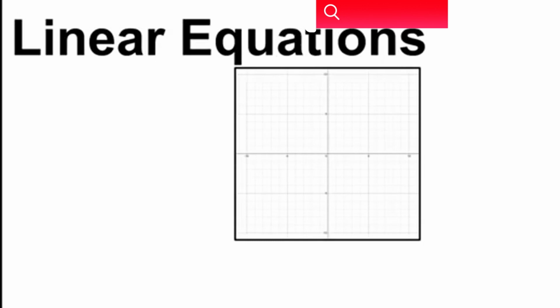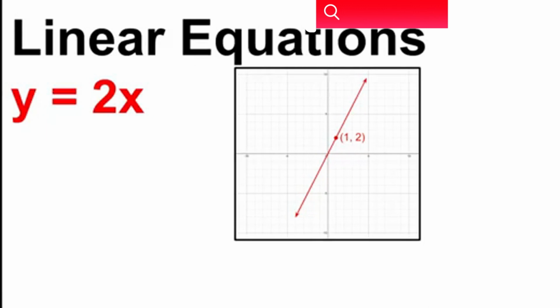Next, we're going to talk about linear equations, and a linear equation is simply an equation of a line. So here are a couple examples on this graph of linear equations in terms of their formulas and what they look like. So here's y equals 2x, a very basic linear equation, and you can see that point (1, 2) falls on the line, and that makes sense. If I plug in 1 for x, I'll get 2 for y.